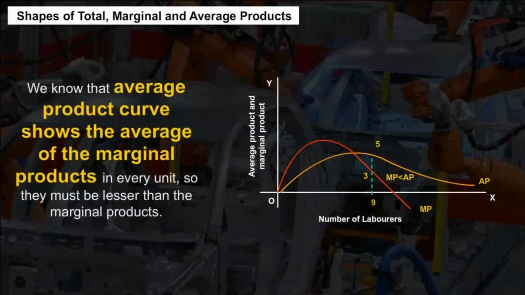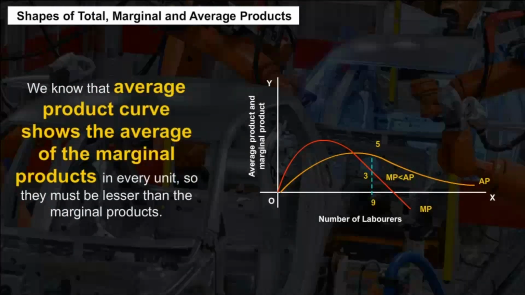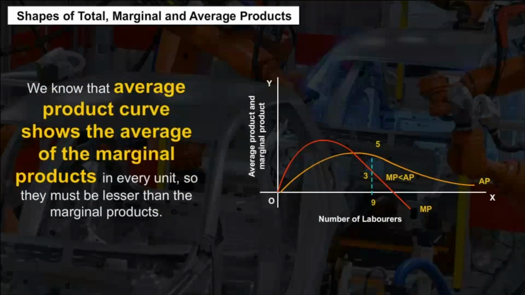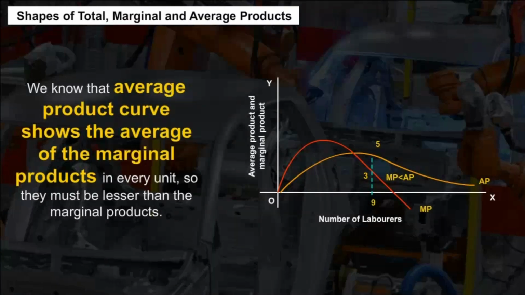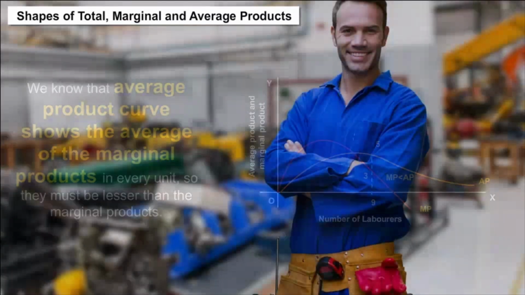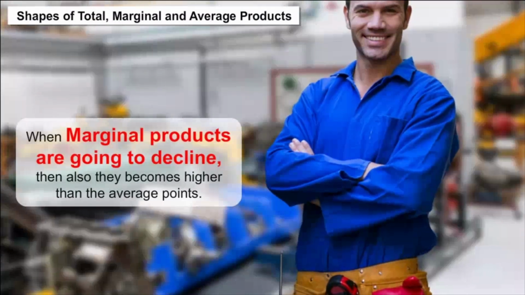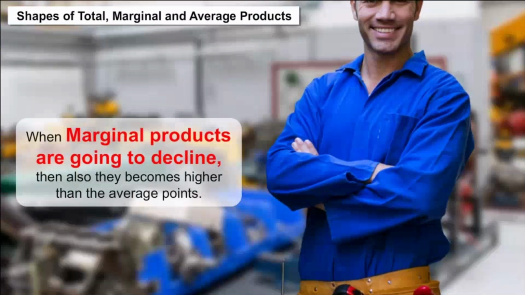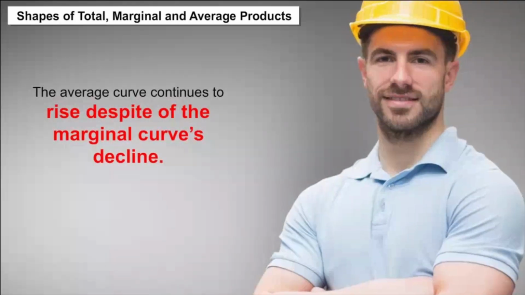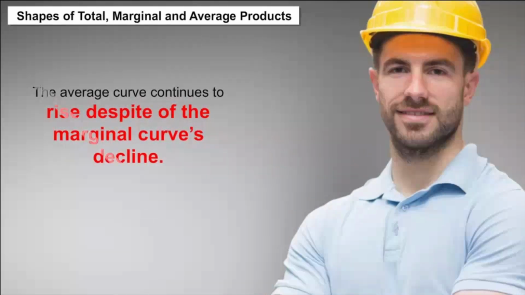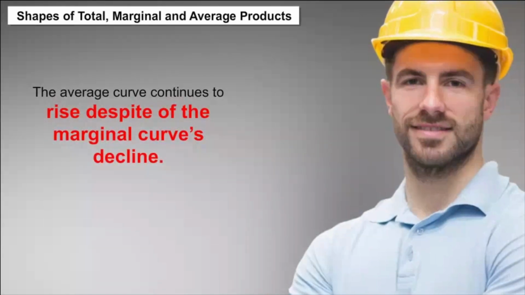We know that the average product curve shows the average of the marginal products in every unit, so it must be lesser than the marginal products. When marginal products are going to decline, they are still higher than the average points. Thus, the average curve continues to rise despite the marginal curve's decline.